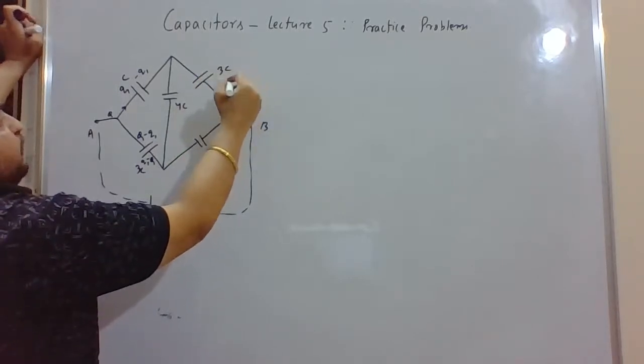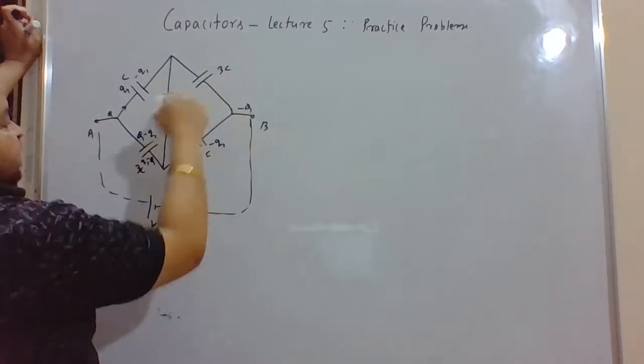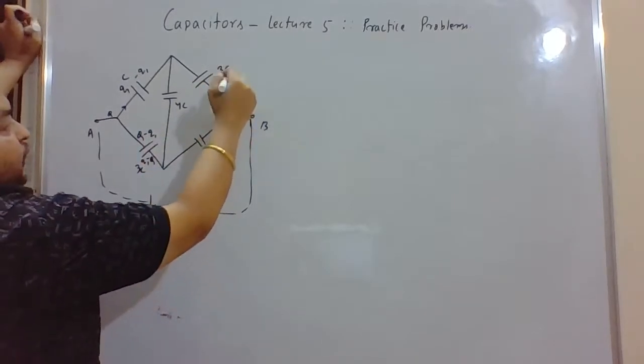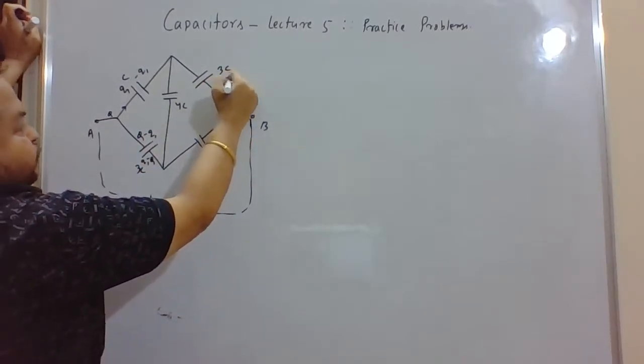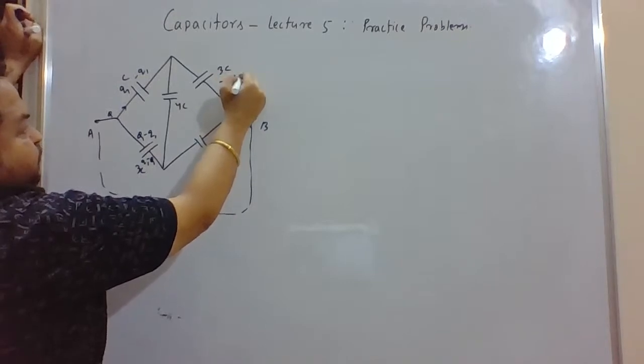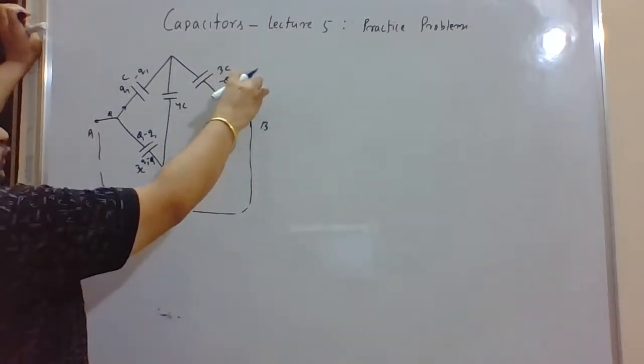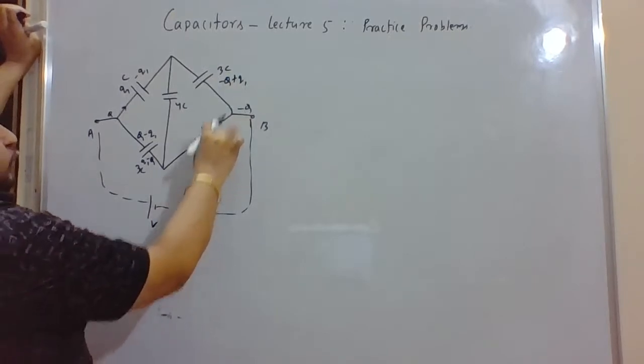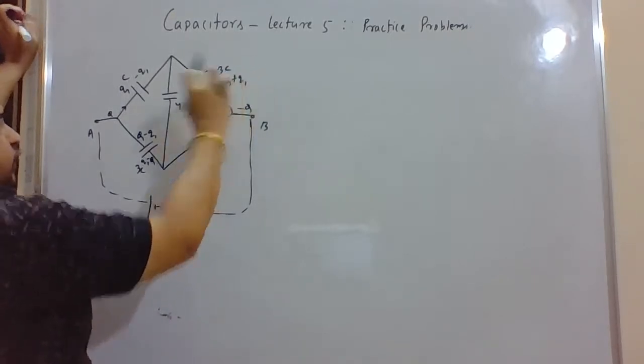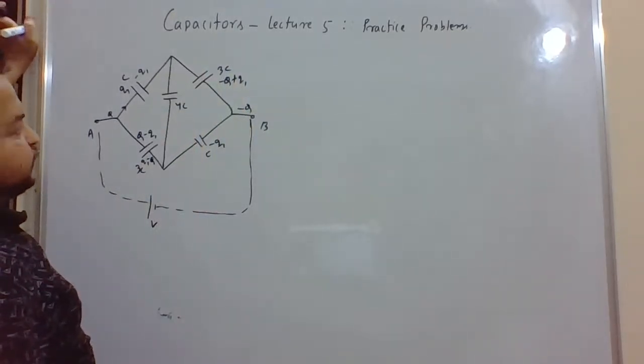So here the charge will be how much? Minus Q plus Q1, right? So obviously minus Q plus Q1 minus Q1. So Q1 gets cancelled, minus Q. So the addition is minus Q.